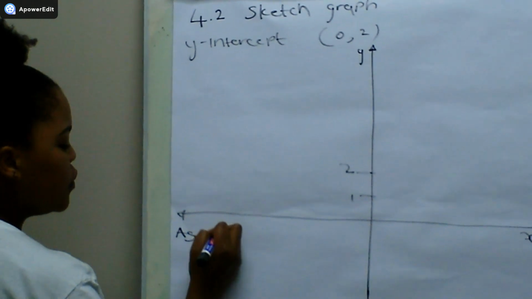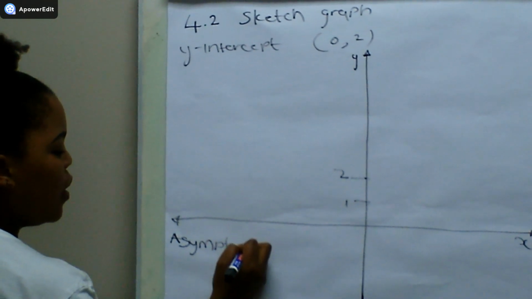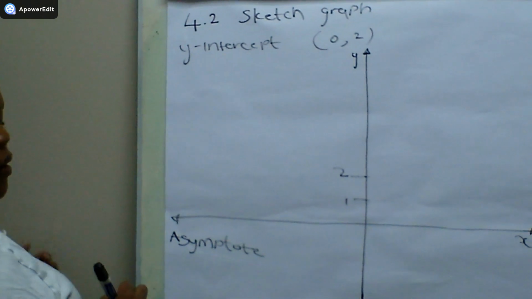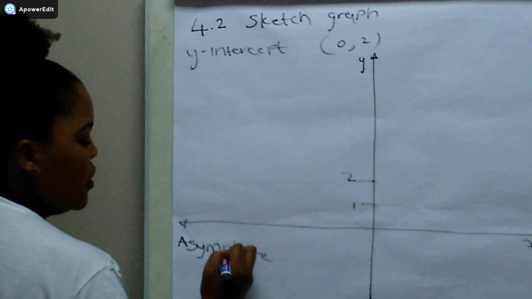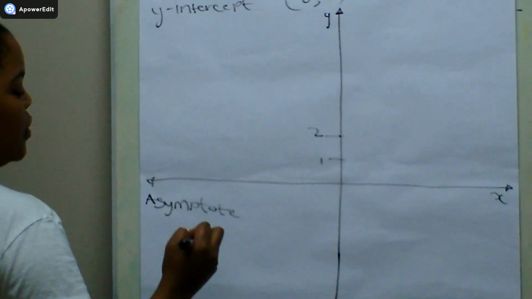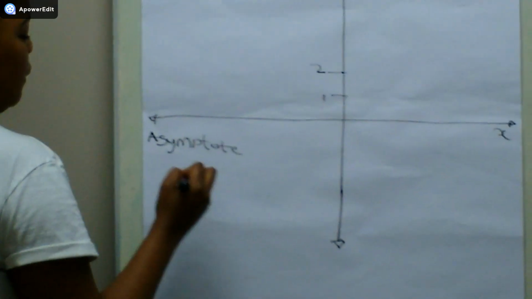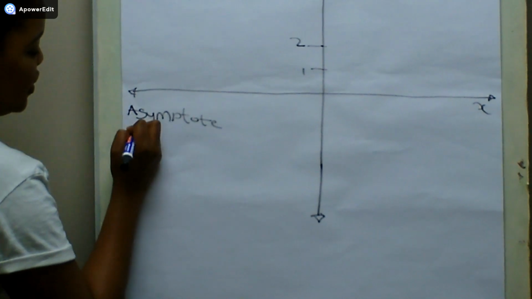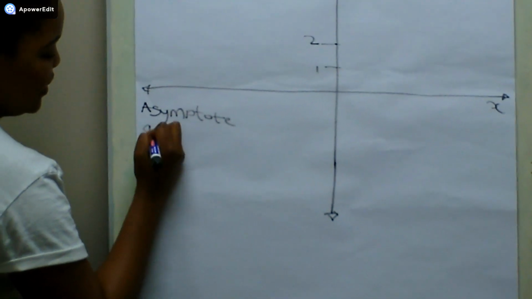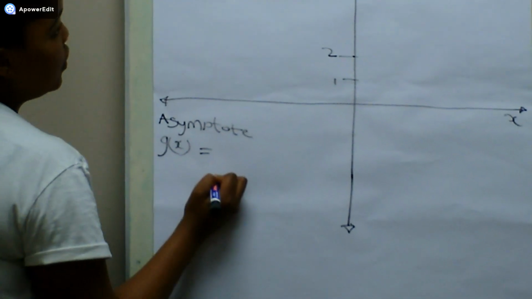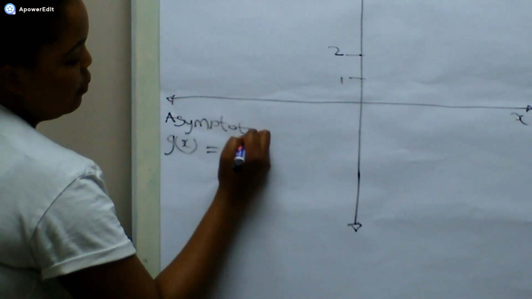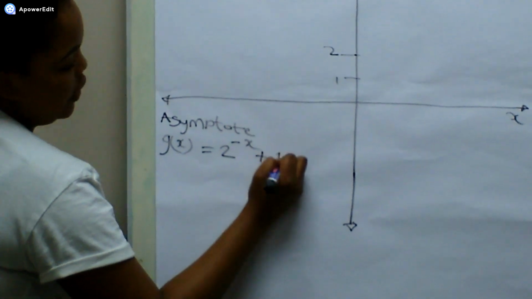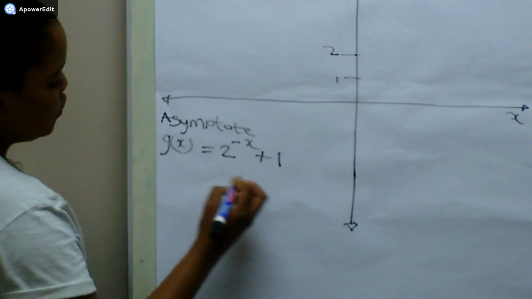So what I'm going to do right now is try to calculate the asymptote. We define the asymptote as a line that restricts the graph in such a way that the graph approaches it but never really touches it. So g of x is equal to 2 to the power of negative x, plus 1.